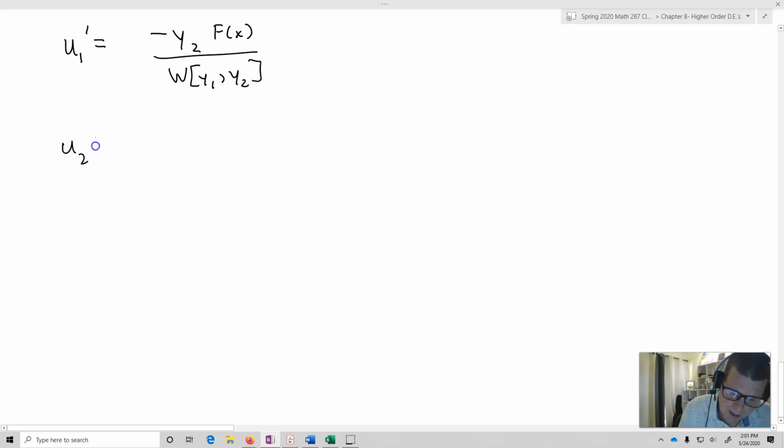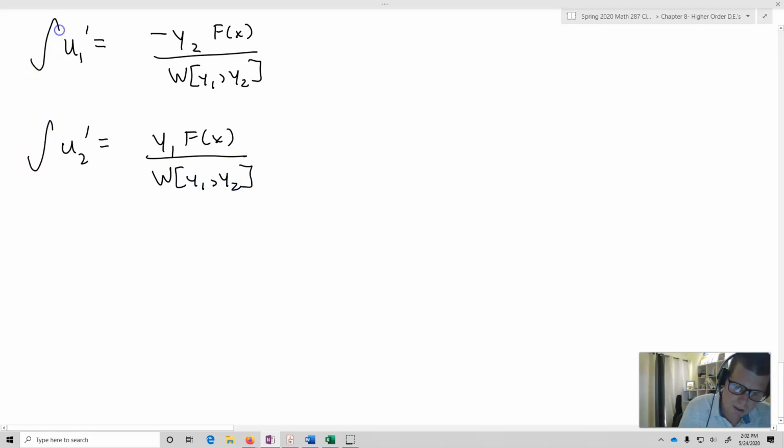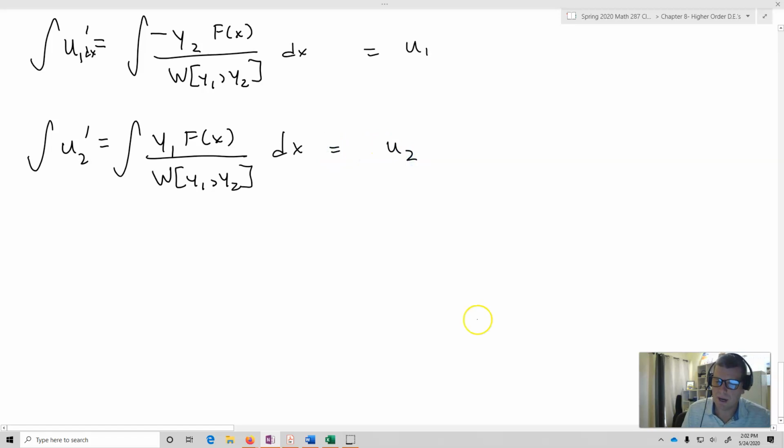And u2 prime is going to equal y1 f of x divided by the Wronskian of y1, y2. So we'll take the integral of both sides with respect to dx, and that's going to give me u1. And this one here is going to give me u2. There it is.